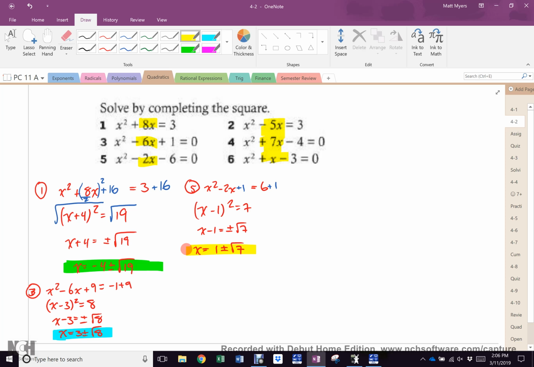Sarah? The blue one. Why? It's not a cube root. What can I do to root 8? 2 root 2. Because 8 is 4 times 2, right?